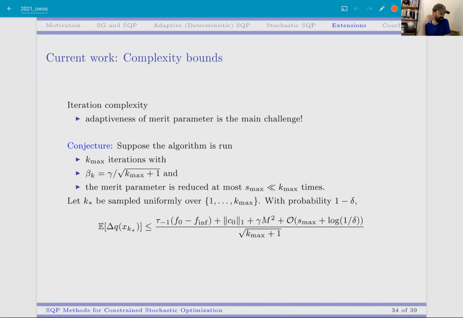But the conjecture generally is that if you ran the algorithm for some K max iterations with a fixed step size, and the merit parameter ends up being reduced S max number of times, which is generally speaking much less than K max, you would expect the following. This is common in complexity analysis of non-convex settings: if I randomly choose, from a uniform distribution over all the iterates that I've run, and look at delta Q, which is like an optimality measure at that iterate, I expect it to be something like a constant over square root of K max, the number of iterations that I've run. This is consistent with the kind of thing you would see for stochastic subgradient in non-convex settings. But again, our extra challenge here is that merit parameter.